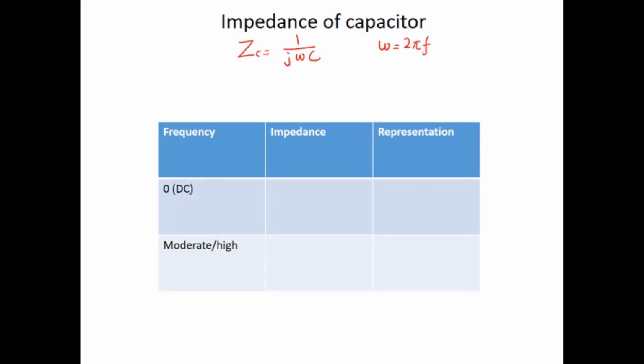Let's consider when the frequency is 0, in other words, when the signal is in DC form, direct current form. When frequency is 0, omega is 0. So what happens to the impedance? It becomes infinity, because omega is 0, and 1 over 0 is equal to infinity. So the capacitor here can be represented by an open circuit.